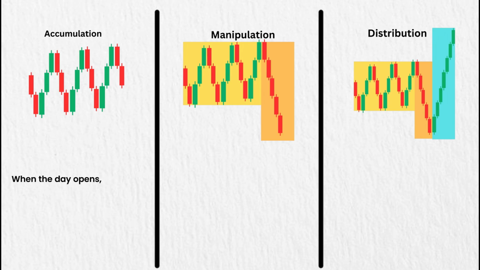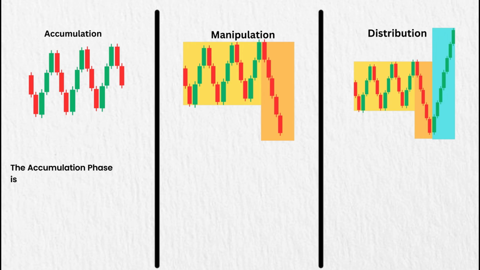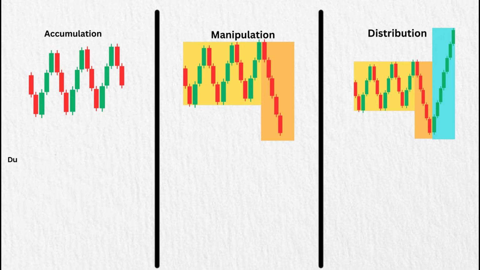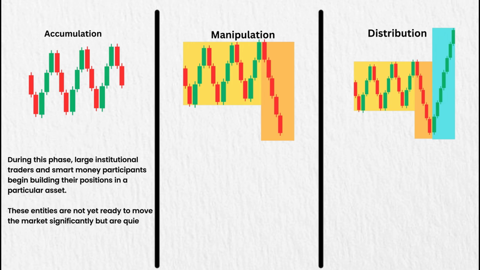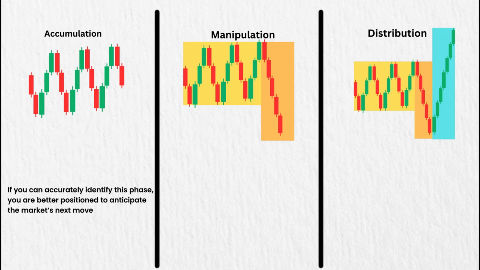Accumulation phase is when the day opens, market ranges near opening price, and smart money accumulate their positions in this area. The accumulation phase is the first of the three stages in the ICT Power of Three concept, where the market shows signs of consolidation or accumulation. During this phase, large institutional traders and smart money participants begin building their positions in a particular asset. These entities are not yet ready to move the market significantly, but are quietly accumulating assets without causing noticeable price shifts. If you can accurately identify this phase, you're better positioned to anticipate the market's next move: manipulation.